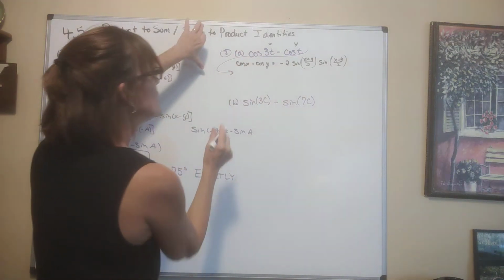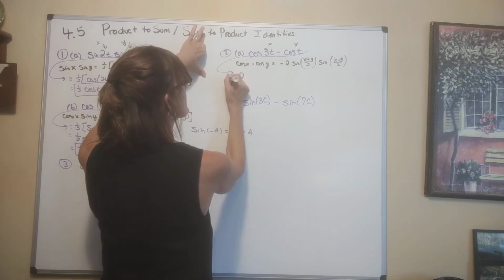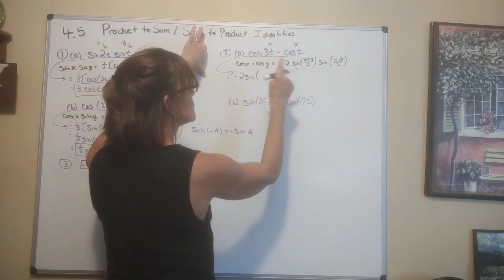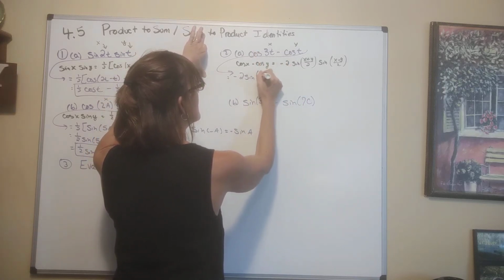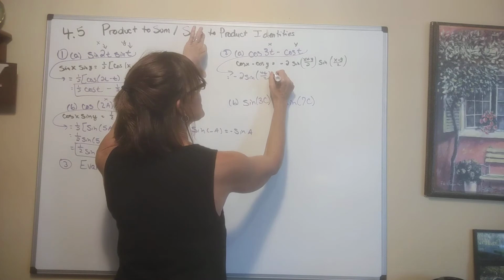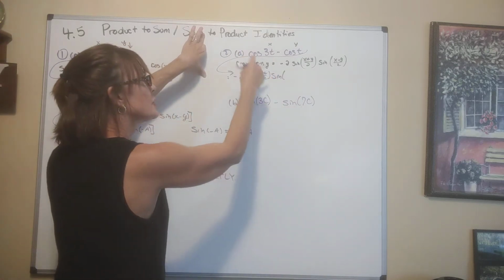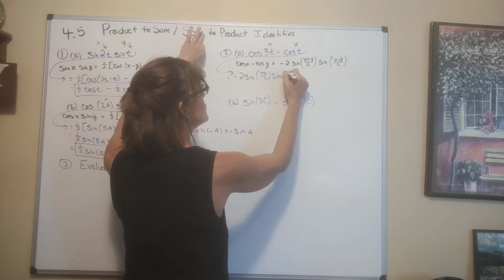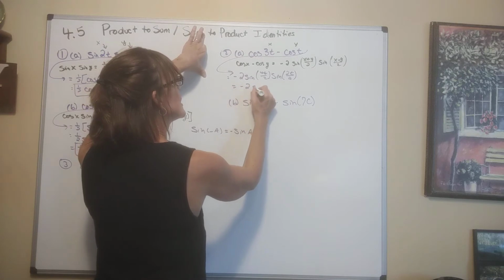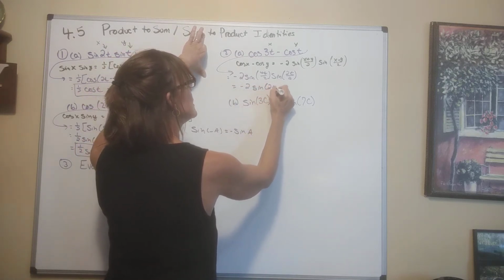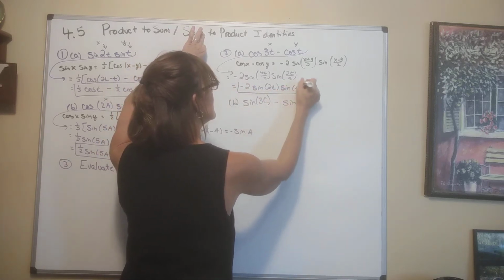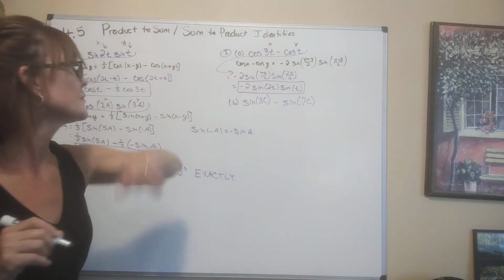This is going to turn into negative 2 times the sine of x plus y, 3t plus t is 4t, over 2, times the sine of x minus y, 3t minus t is 2t, over 2. I'm just going to clean this up. This is equal to negative 2 times the sine of 2t times the sine of t when I divide by 2 in both of those. So that's my answer for 2a.